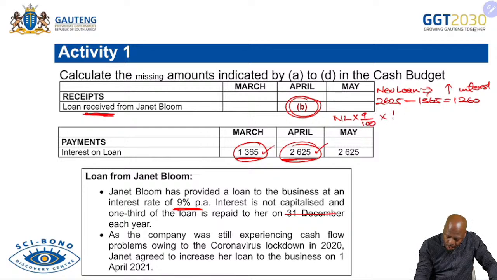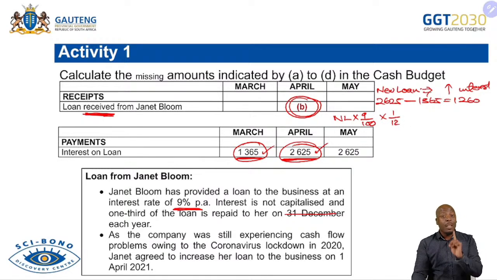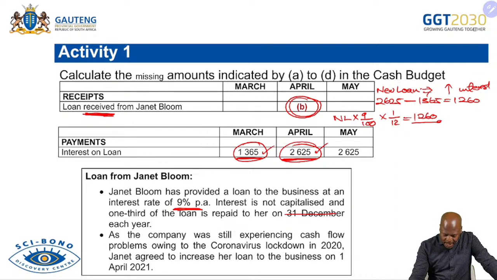Multiplied by 1/12, because we're preparing the cash budget monthly. Don't forget this aspect, the 1/12. You can make a huge mistake once you don't pay careful attention. 1/12. This gives us now the 1,260. Okay? My new loan, multiplied by 9%, multiplied by 1/12 will give me 1,260.